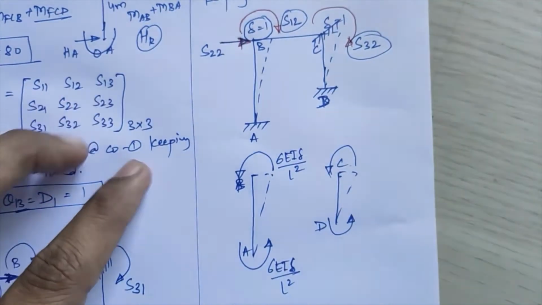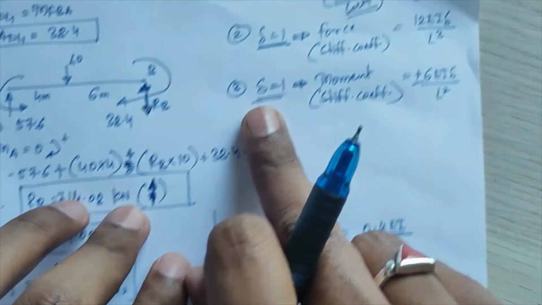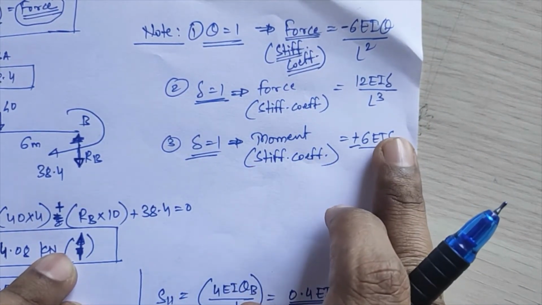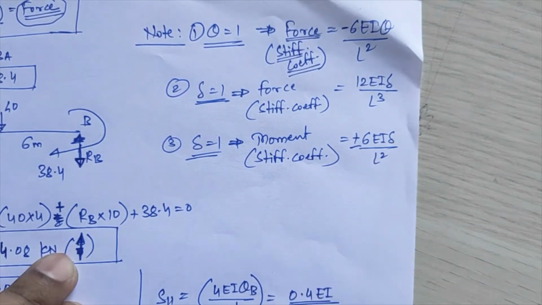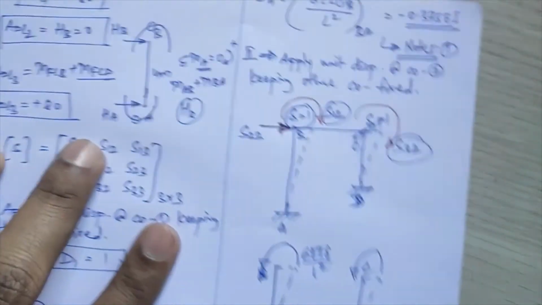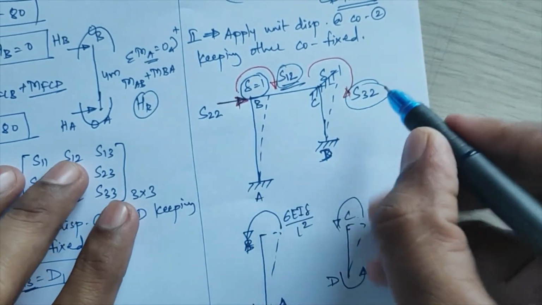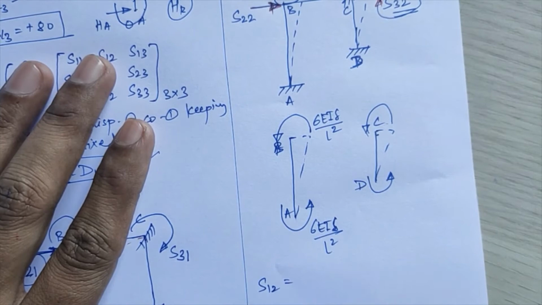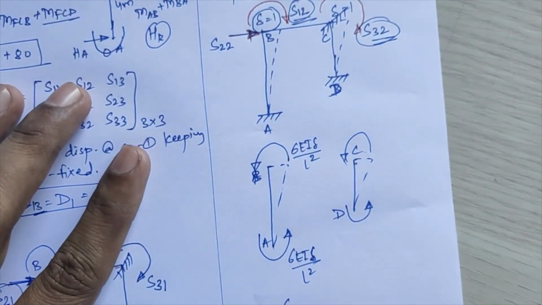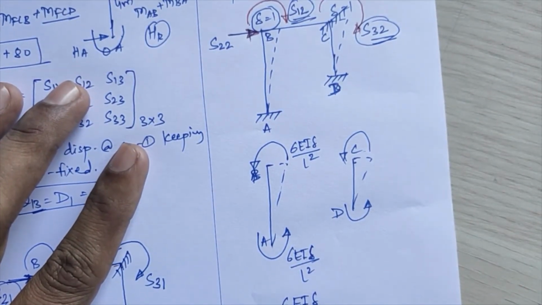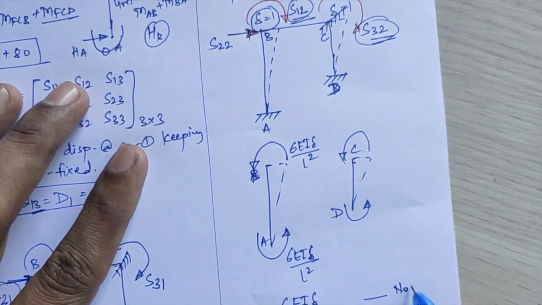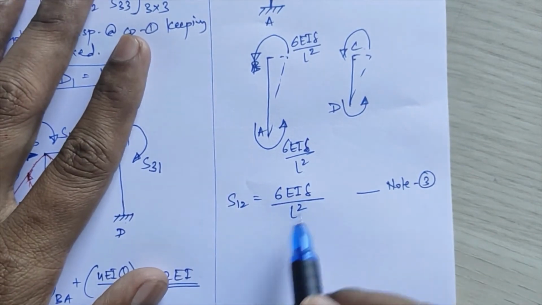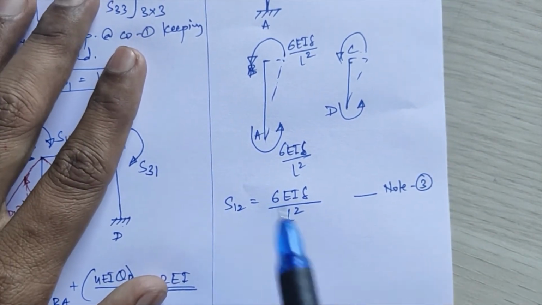Okay, so if you see this third note, that is, if delta is equal to 1 and you are calculating moment for the stiffness coefficient, that value comes equal to plus or minus 6 EI delta upon L square. So that we'll use over here for calculating S of 1,2 and S of 3,2 values. First, S of 1,2 will come equal to 6 EI delta upon L square as per your note number 3 here. Now we'll see about its sign.